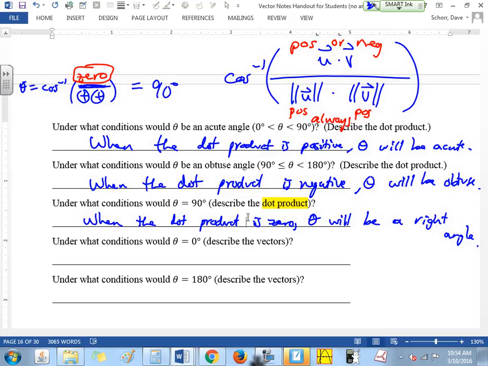What if the vectors are pointing... angle to each other, we know that the dot product's negative. We also know when the dot product's 0, that means they form a perfect 90-degree angle. But what about the case where they're both pointing the same direction? Like this picture or this picture.